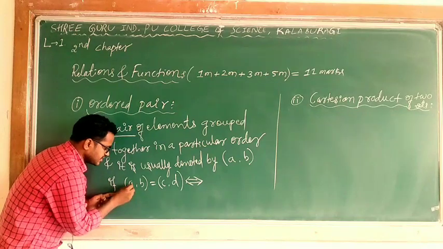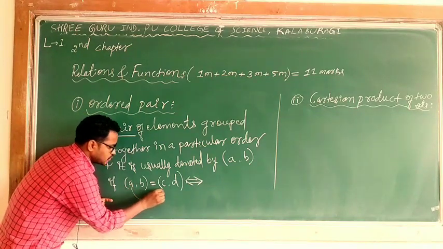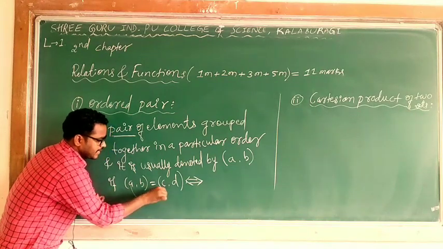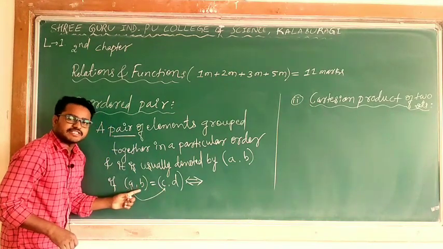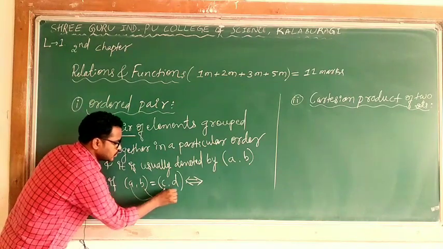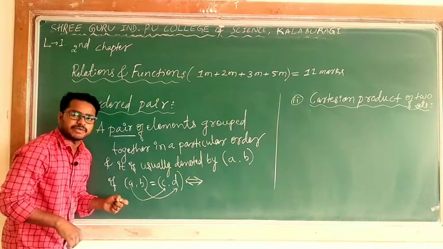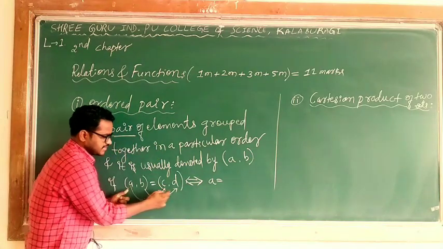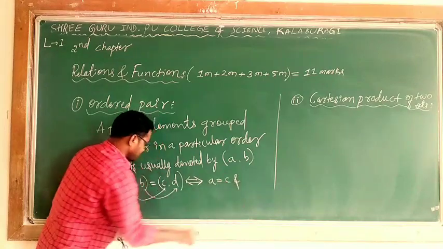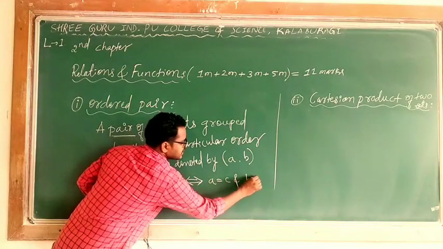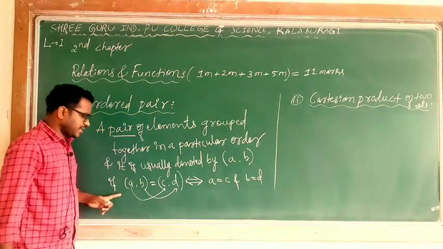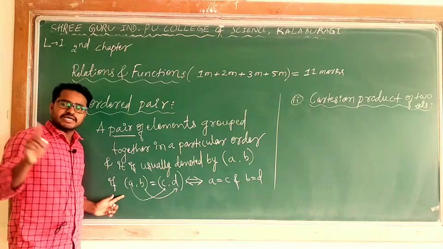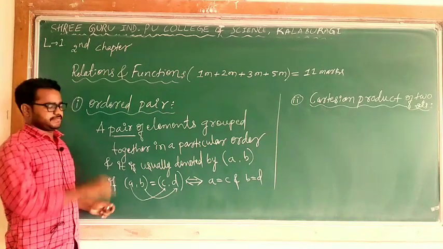The first element of the first ordered pair is equal to the first element of the second ordered pair, and the second element of the first ordered pair is equal to the second element of the second ordered pair. I can say A is equal to what? First element C, and B is equal to D. Whenever two ordered pairs are equal, their corresponding elements should be equal.